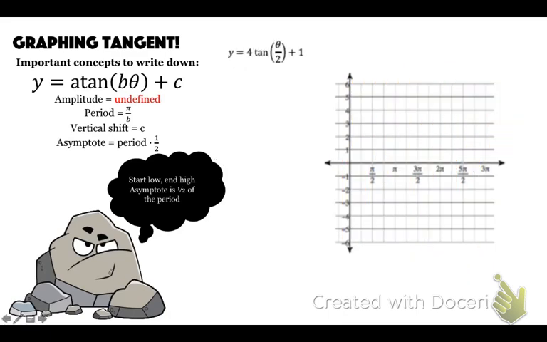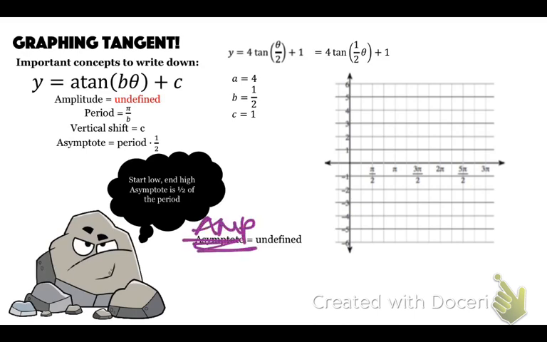Cool? Okay, so y equals 4 tangent of 1/2 theta plus 1. So A equals 4, B equals 1/2, C equals 1. Again, that's not supposed to say asymptote. My bad. That should say amplitude. Amplitude is undefined. Okay, amplitude's always undefined.